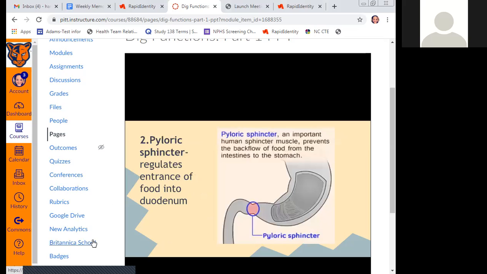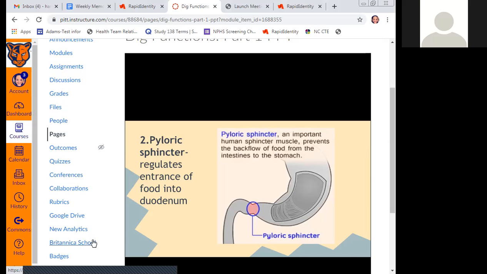Moving forward, we have the pyloric sphincter. That one's located at the bottom in that pyloric area, okay? The pyloric sphincter is what prevents backflow from the intestines to the stomach. So again, looking at our chart here, you can recognize that wherever a sphincter is, it keeps food from going back in the wrong direction, okay?